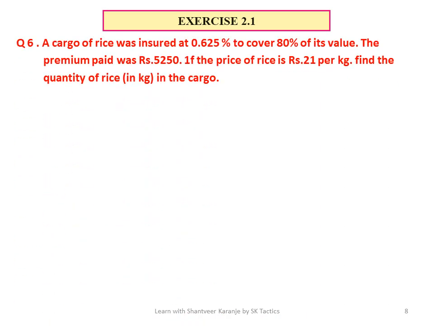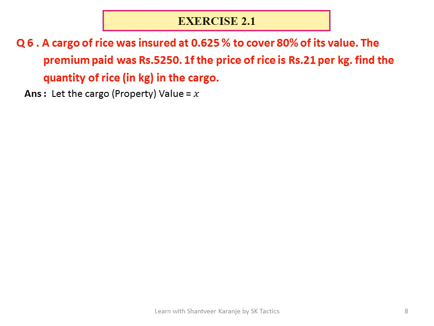Exercise 2.1's sixth question is, a cargo of rice was insured at 0.625% to cover 80% of its value. The premium paid was rupees 5,250. If the price of rice is rupees 21 per kg, find the quantity of rice in the cargo. Let's see how to solve this. Again here property value is not given. So we assume it as X.